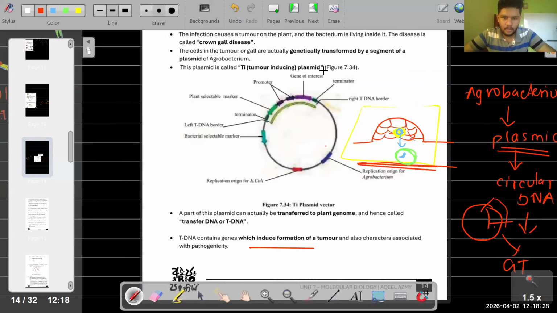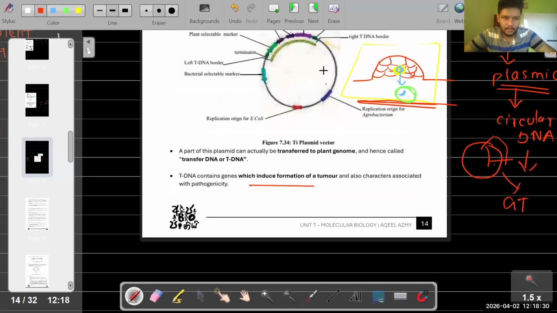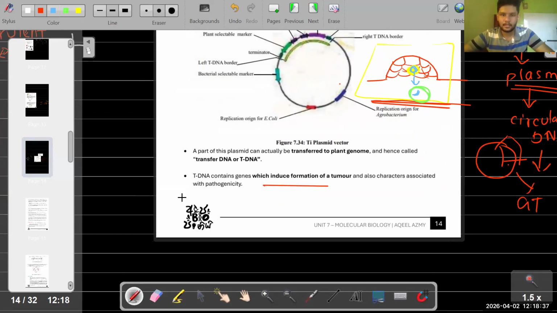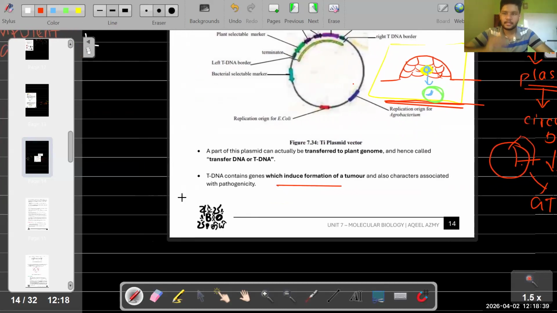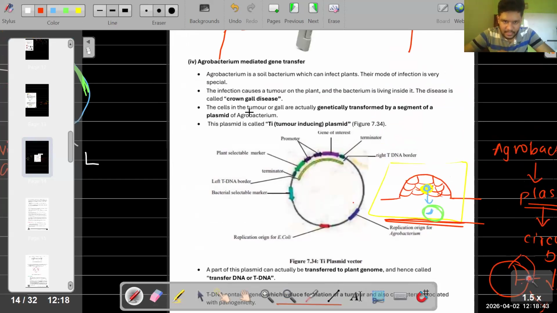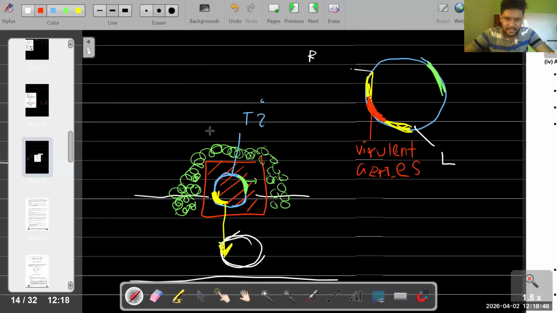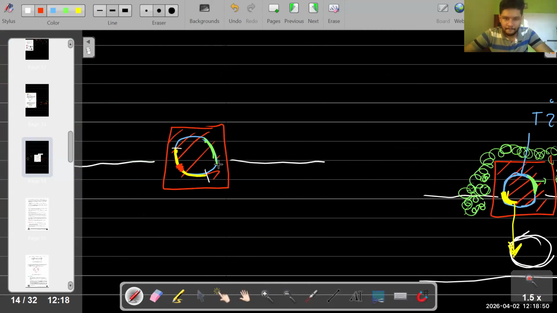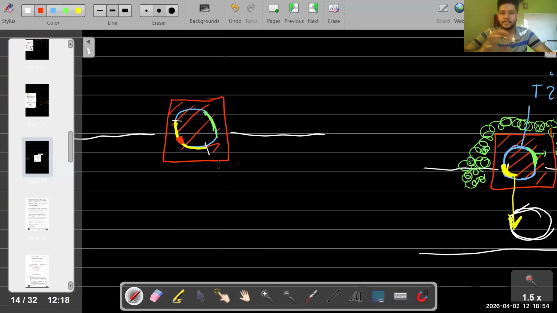See here, this last point. See the last point: transfer DNA. Most of us confuse this. Initially we knew that the cells of the tumor are genetically transformed by a segment of DNA. The green color part, right? But we thought, no, sir, it was a bit confusing.